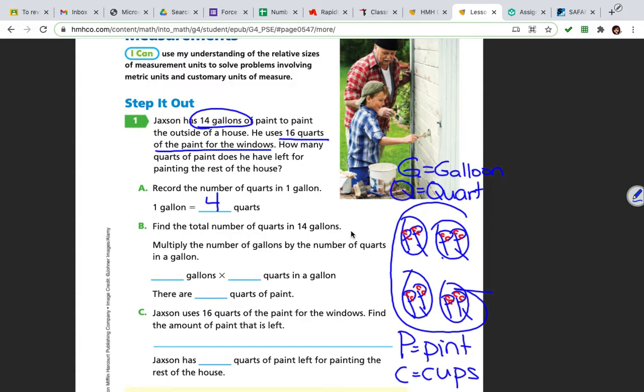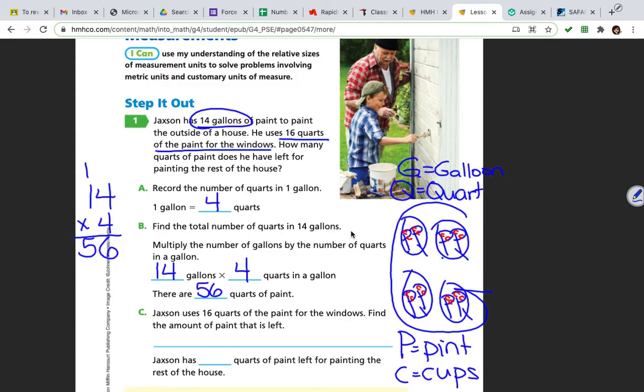So we have 14 gallons. There are 4 quarts in a gallon. Let's come over here to the side and multiply. 14 times 4. 4 times 4 is 16. We regroup, carry our 1. 4 times 1 is 4 plus 1 is 5. There are 56 quarts. So 56 quarts in 14 gallons.